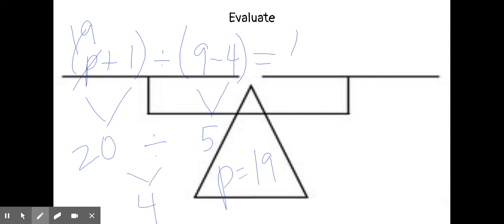So we're going to write equals 4. All we did was plug in the 19 instead of p, or substituted. That's right. And then we worked out the equation until we got our final answer, 4. All right, so there's two examples.